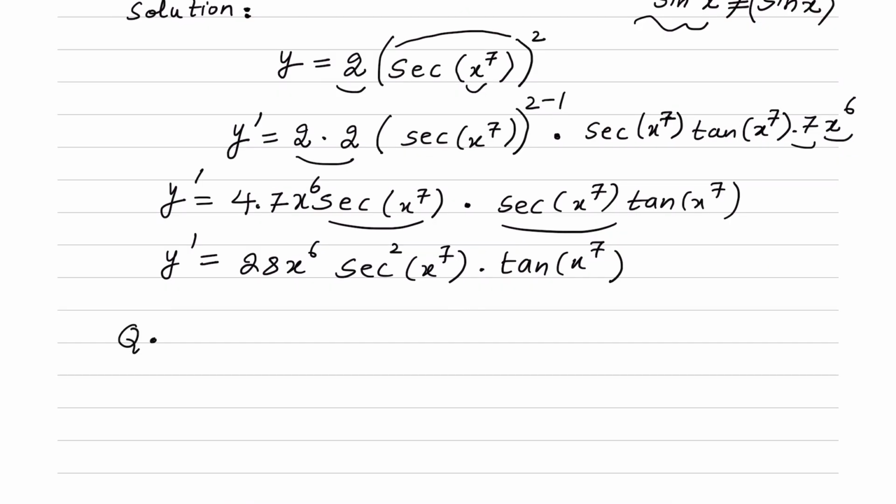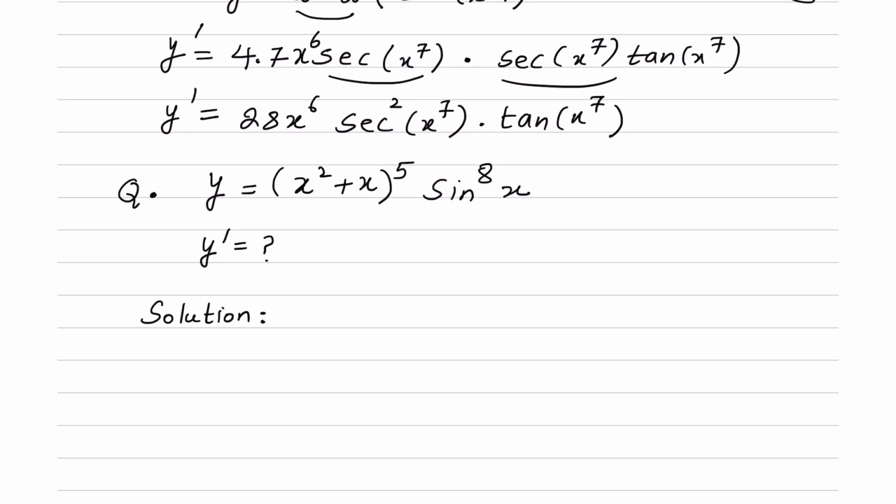Let's find the derivative of an expression y is equal to x square plus x to power 5 into sine to power 8x, and we have to find the derivative. Before we find the derivative, let's rewrite the expression y as x square plus x to power 5 into sin x to whole power 8. Again here 8 is the positive power in a trigonometric function, which could be written as the whole power. Now we have to find the derivative of this expression y.